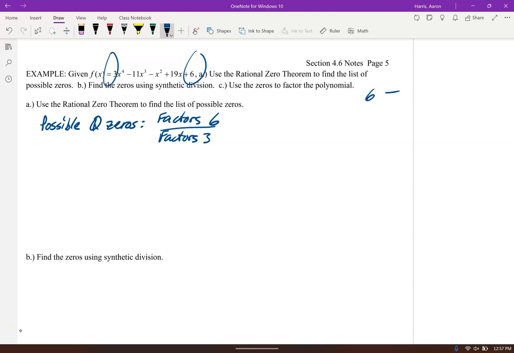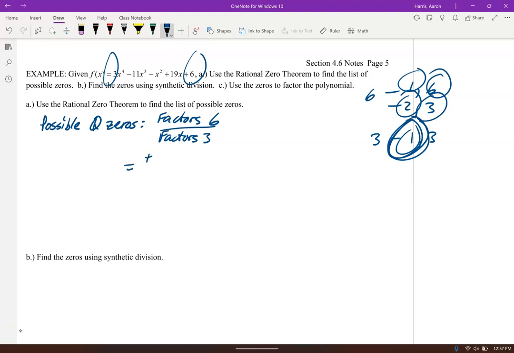So factors of 6, I got plus minus 1 and 6, I got plus minus 2 and 3. Factors of 3 is just 1 and 3, right? So I'm going to do all of them over the 1, and then I'll do all of them over the 3. Okay, I'll do all the factors of 6. So plus minus 1 over 1, plus minus 2 over 1, plus minus 3 over 1, plus minus 6 over 1. And then I'll do all of those over 3 now.